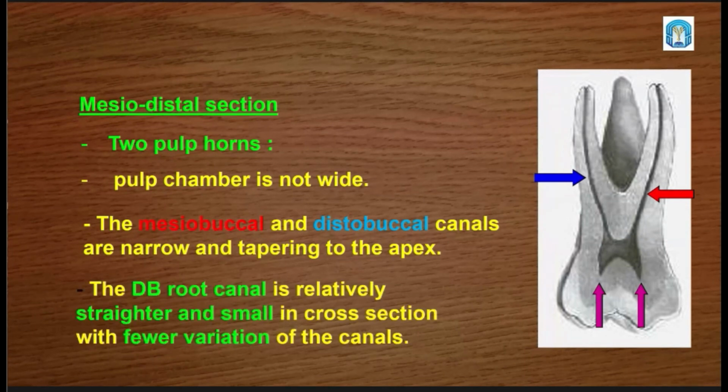The distobuccal root canal is relatively straighter and small in cross section, with fewer variations of the canals. The distobuccal root is usually smaller in size but narrower.